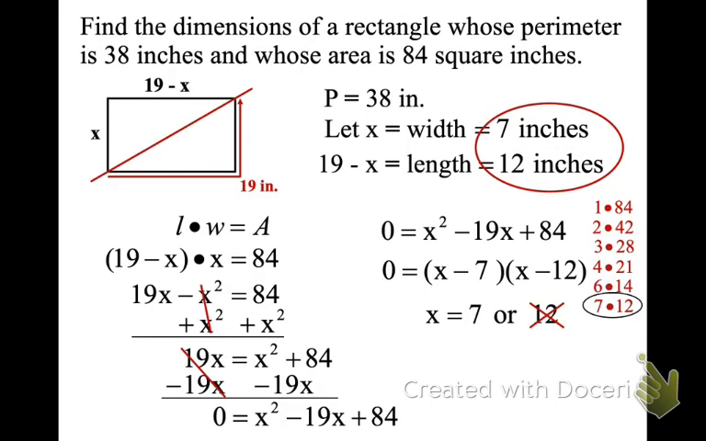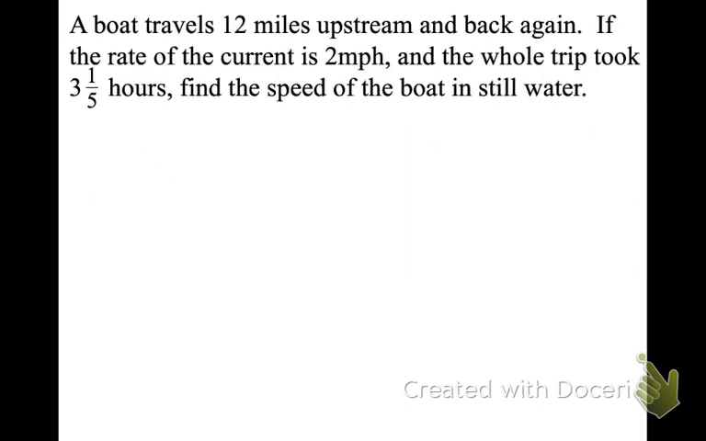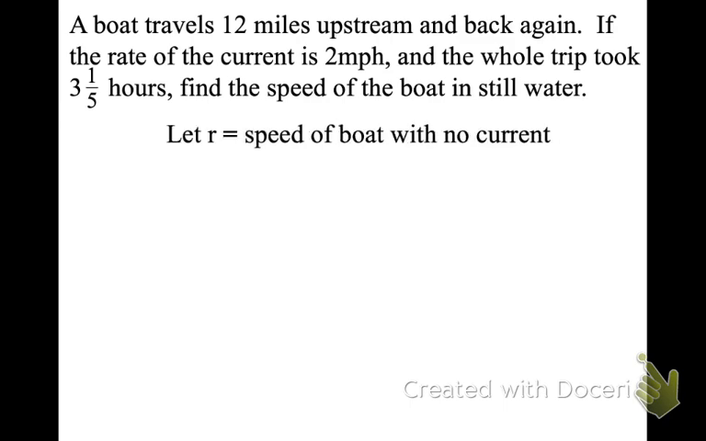Okay, so it has to be the 7, and so I substitute 19 minus 7. All right, last question. A boat travels 12 miles upstream. Talking about a boat, miles, speed, hours, we're going to have to use our formula, distance equals rate times time.